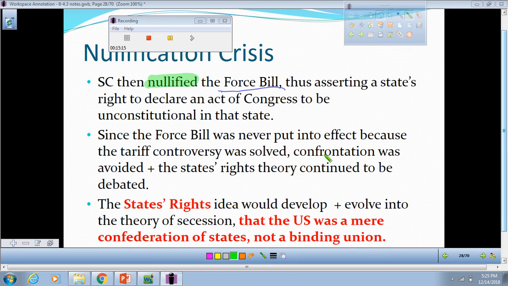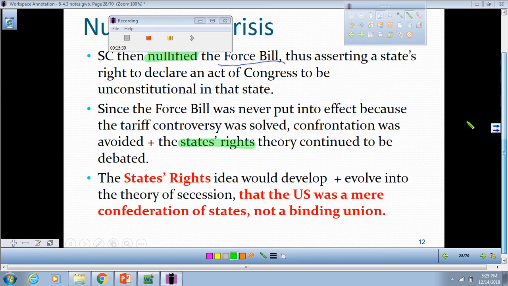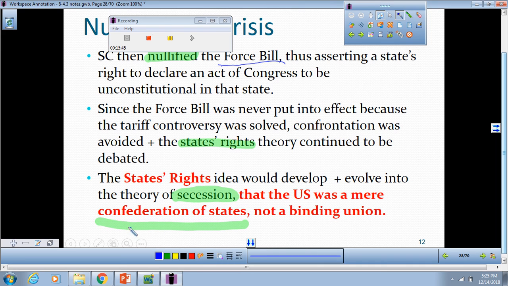Since the force bill was never put into effect because the tariff controversy was solved, confrontation was avoided, and states' rights theory continued to be debated. The states' rights idea, however, would develop and evolve into a theory of secession. And this theory of secession was that the U.S. was a mere confederation of states who agreed to be together, not a binding union. This, of course, is false, and we're going to cover this right now.